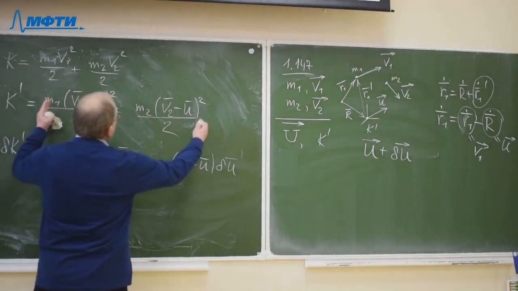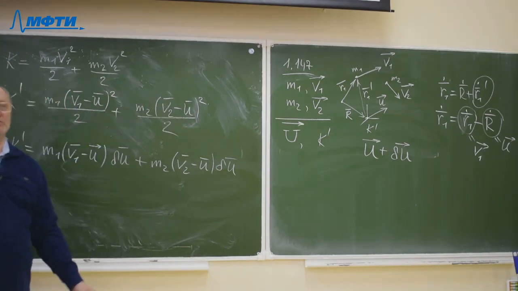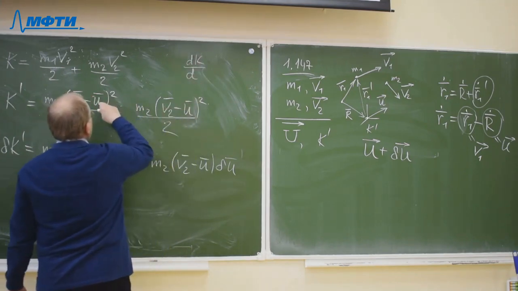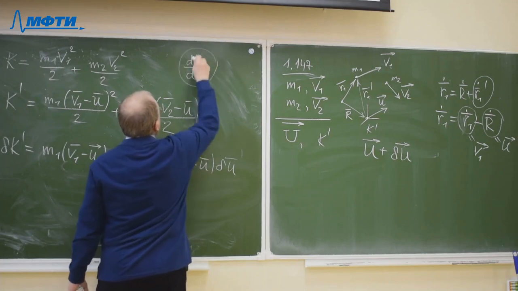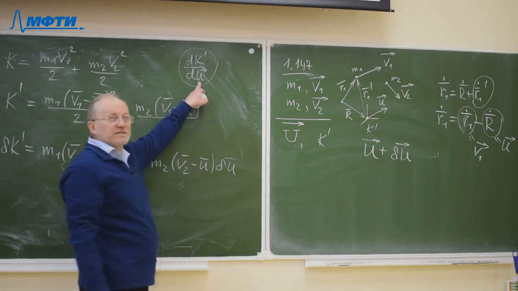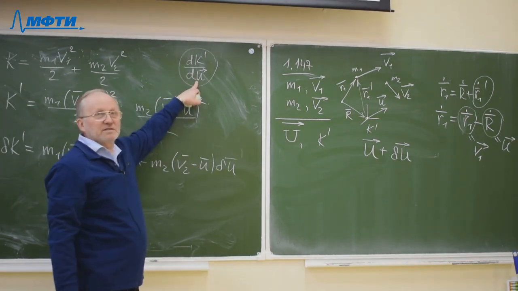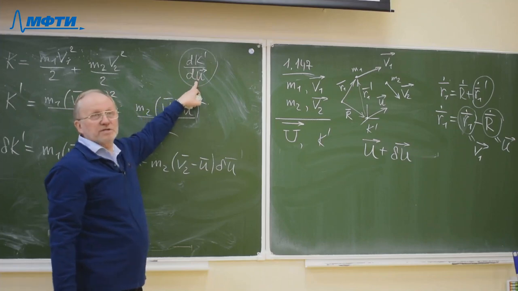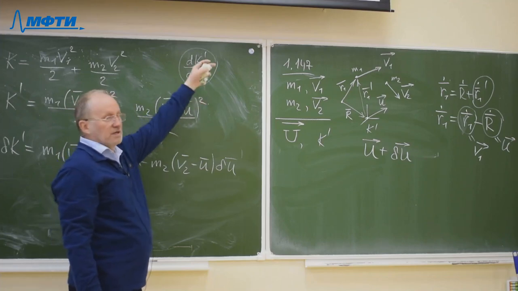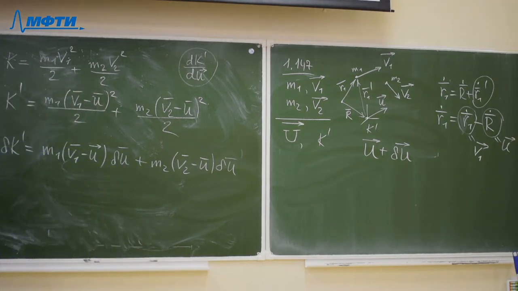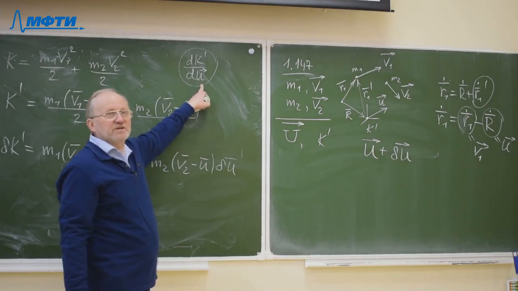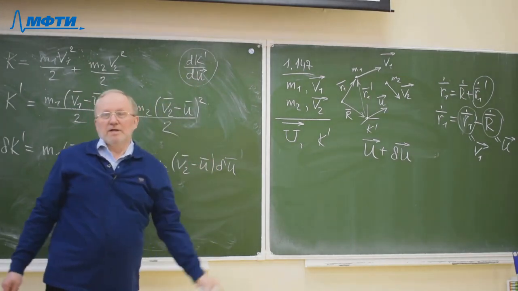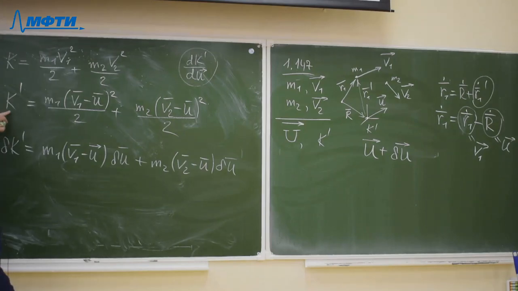Note that I actually have to find the minimum value of this function. In order to find the minimum, you already know that we have to find the derivative dK with respect to vector u. But is it possible to divide a quantity by a vector? Is it possible to differentiate with respect to a vector? No. We don't know how to divide by a vector. We know how to multiply, how to find a scalar product, a dot product, and a vector product of two vectors. But we don't know how to divide by a vector. This is mathematically impossible. So I don't divide by delta u.